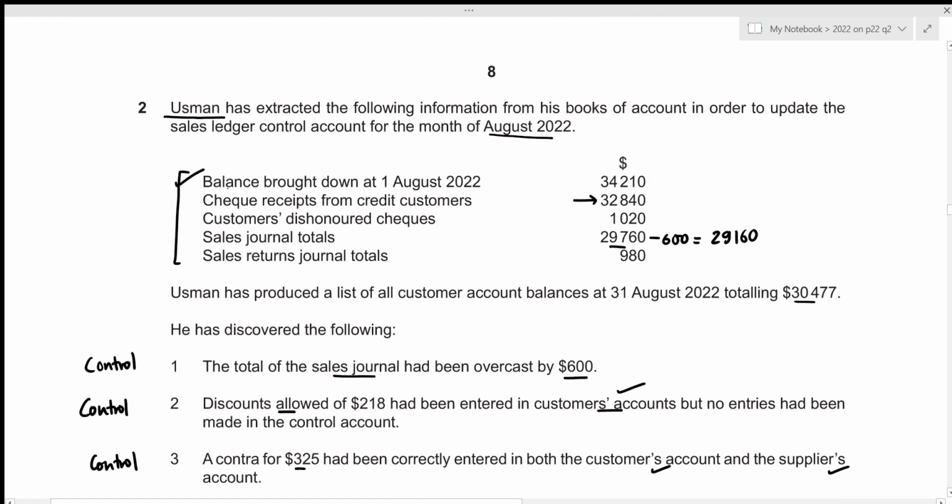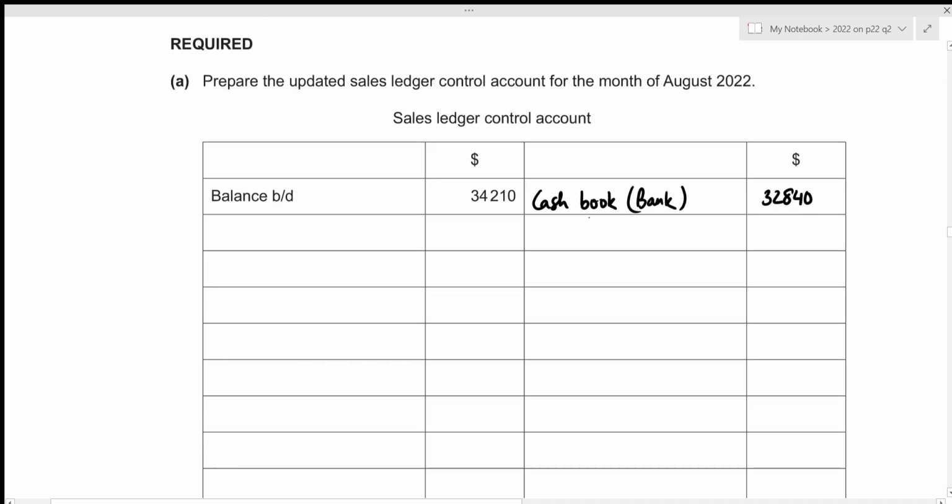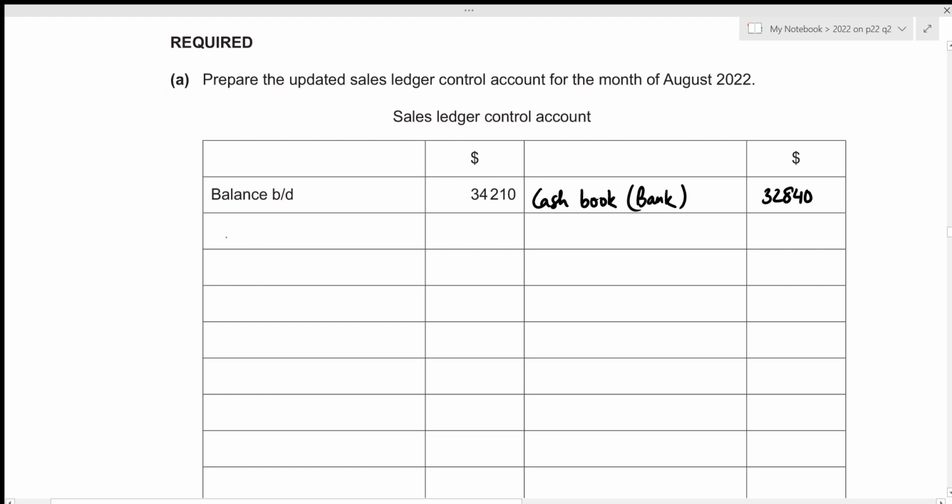Then the second one is customers' dishonored checks, and the customers' dishonored check will obviously increase our balance in the sales ledger control account, right? And the increments are always to be recorded on the debit side, which means that this amount of 1,020 should be recorded on the debit side. Again, this relates to the dishonored checks, which will be mentioned in our cash book, right? Let's write it down. So that's cash book. Again, since this involves a check, that's going to be bank with the amount of 1,020.